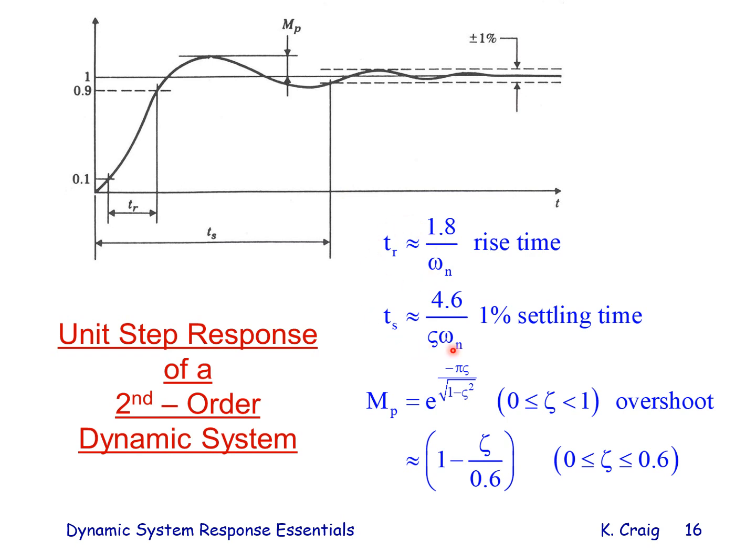Rise time and settling time, I have approximate expressions for this for a second order system. Rise time is approximately equal to 1.8 over omega n. The 1% settling time, T sub s, is approximately equal to 4.6 over zeta omega n. The overshoot M sub p is given by this expression, and it's exact. Zeta is between 0 and 1. And for zeta between 0 and 0.6, here's an approximate expression for the overshoot.